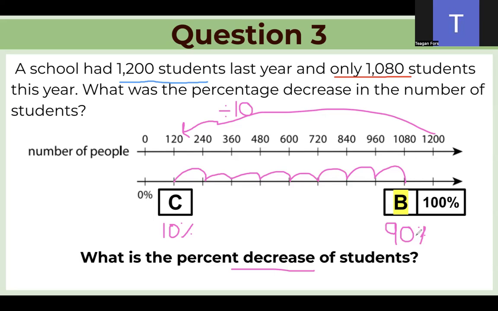So the percent decrease, the amount that we took off from where we started, is 10%. So our answer is a 10% decrease because we started at 100% and we went down to 90%. So make sure you are double checking what the question is asking you before you start answering.